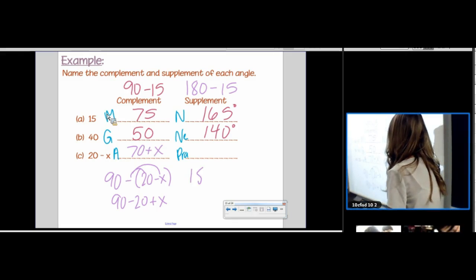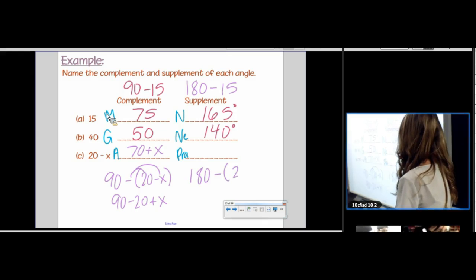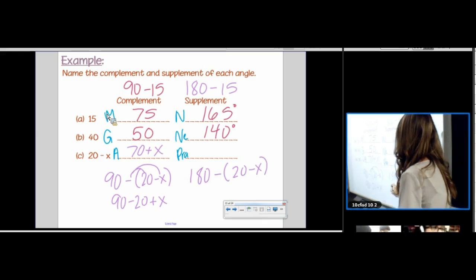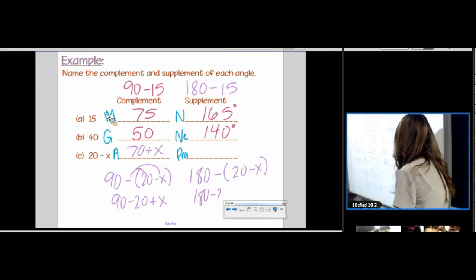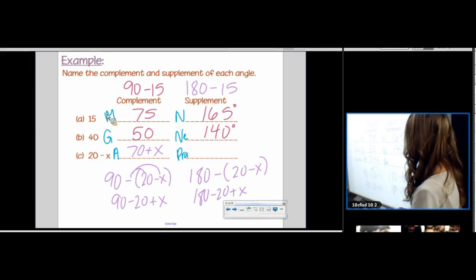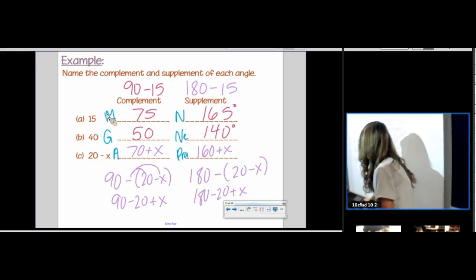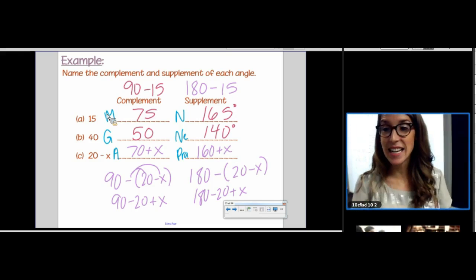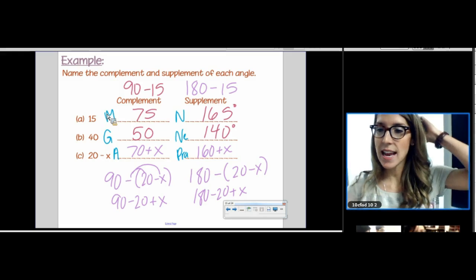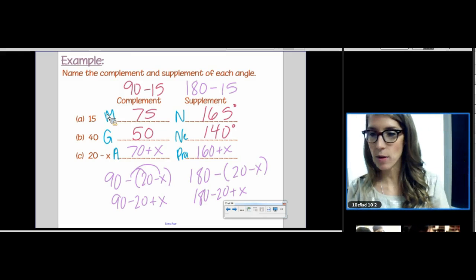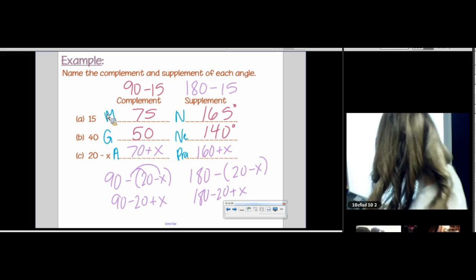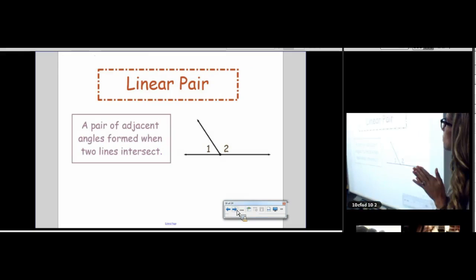On this one, you would do the same thing: 180 minus the angle that you're given. So it's 180 minus 20 plus x. That was a tricky one, but now that you've seen it, now you know how to do it. You just take 90 and subtract whatever I throw at you. Okay? Let's keep going.